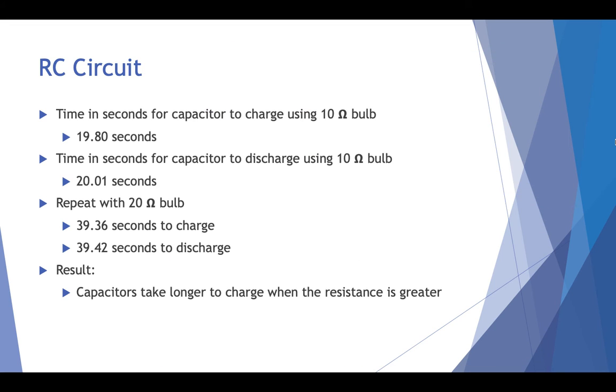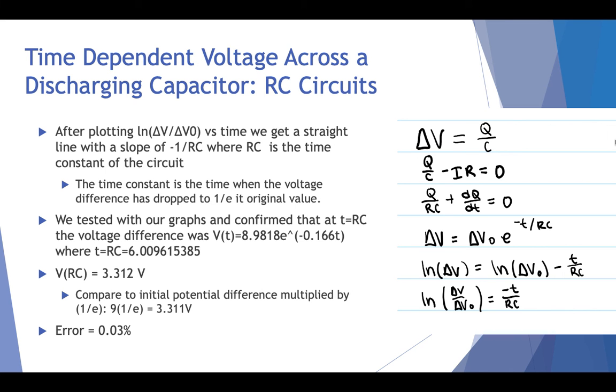Alright, then in the RC circuit, the recorded time for the charge of the 10 ohm bulb was 19.8 seconds, and the discharge of the 10 ohm bulb was about 20 seconds. Repeating it with the 20 ohm bulb, 39.36 seconds to charge and 39.42 seconds to discharge. So the result of that tells us that the capacitor takes longer to charge when the resistance is greater, as I said before.